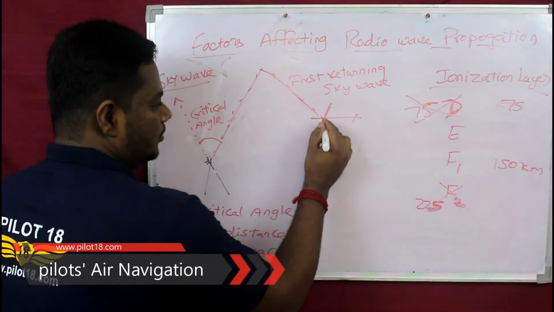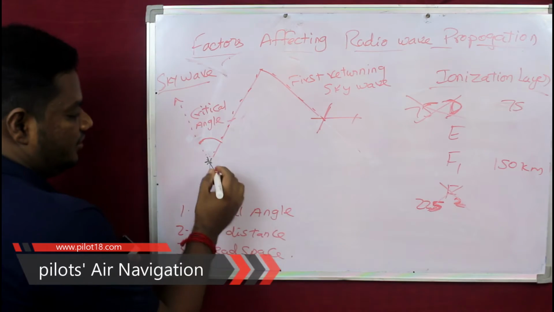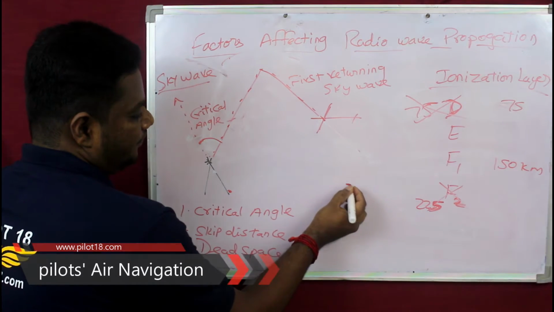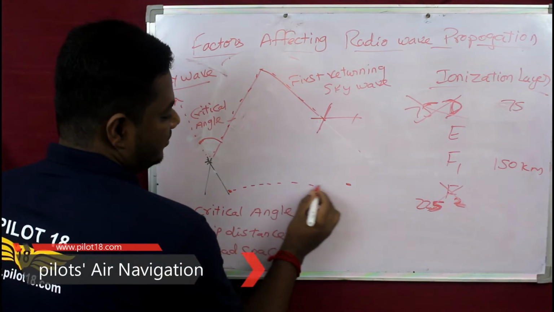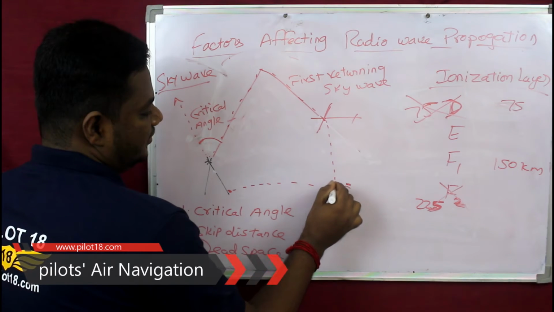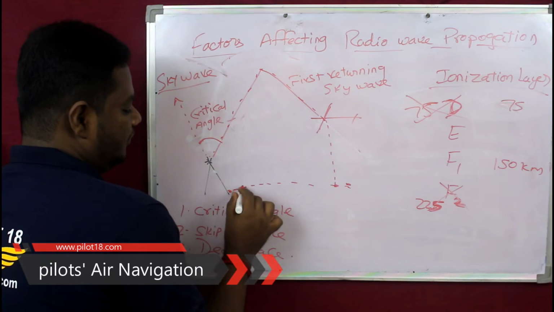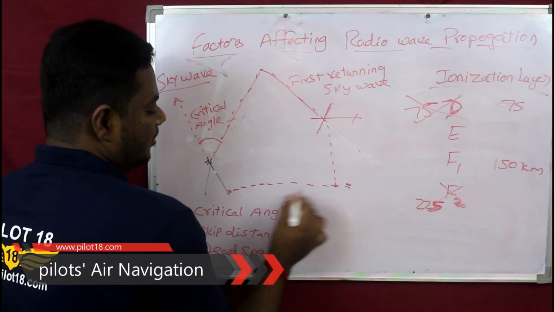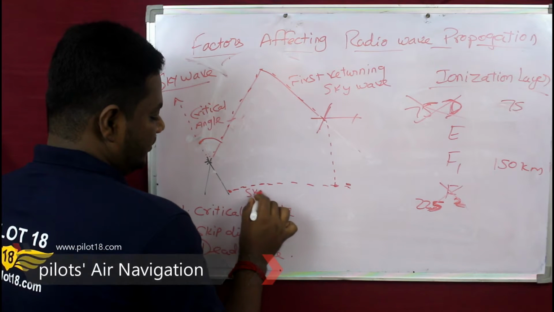Next, see now skip distance from here to here, the distance. This is aircraft where it is, so the radio wave actually travel from here to here. This distance is known as skip distance.